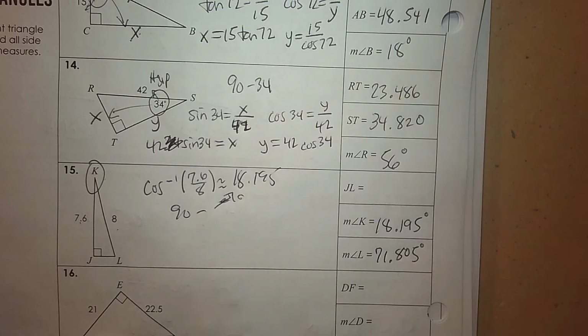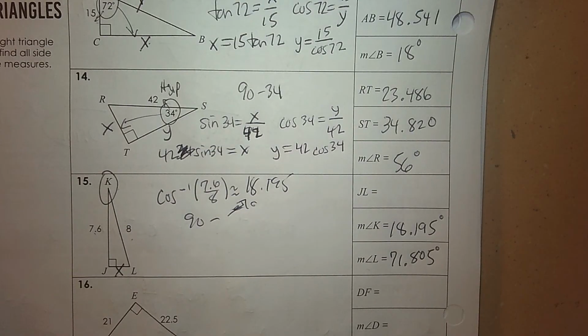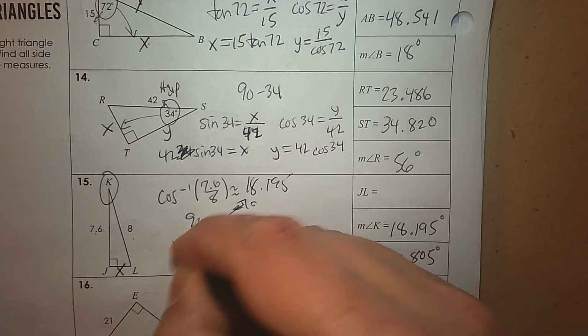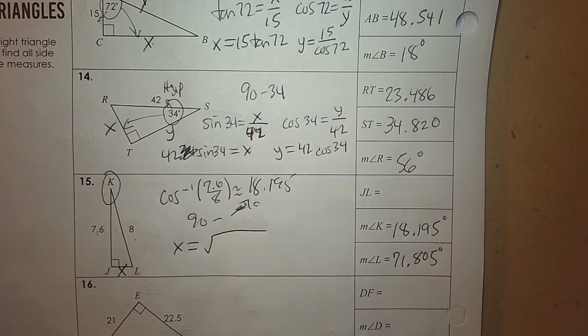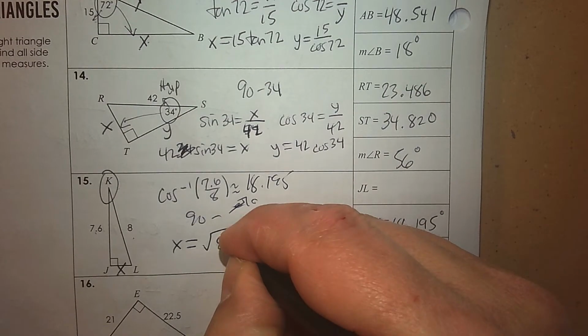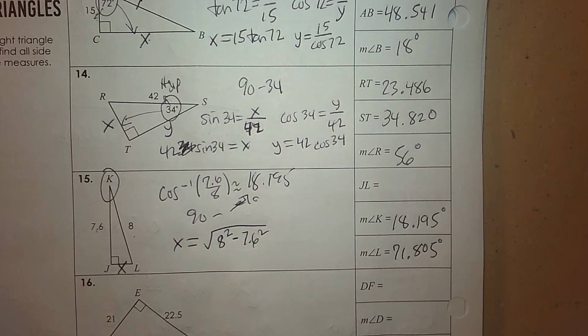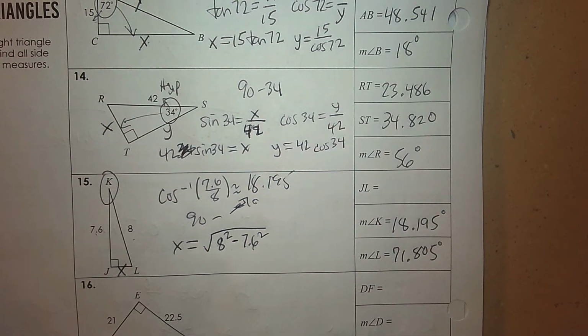And then you have a choice, don't you? If I label this X, how can you find that missing side? Just so you don't forget, if I use the Pythagorean theorem, what would that be? What would X equal? What do I start with? And you get 2.498.